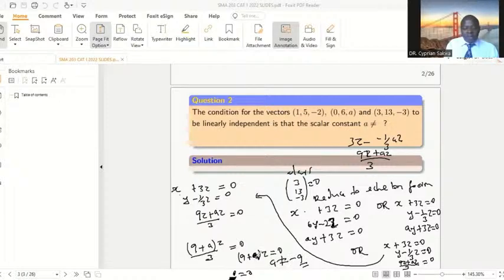For example, if a is 2, then we will be having 11z is equal to 0, which would mean that z would be 0. And so if z is 0, you just put it here, and you would find that, again, y would be 0. So if y is 0 and z is 0, put it here, and x will also be 0. And that would mean that these vectors are linearly independent. So the condition that the question wanted us to find was this, that a should not be equal to -9.